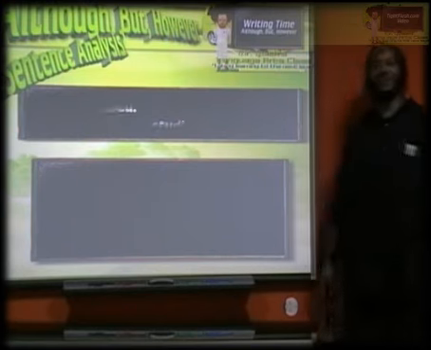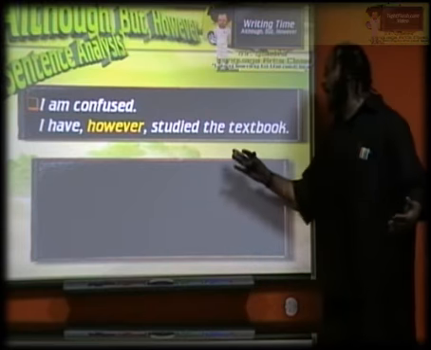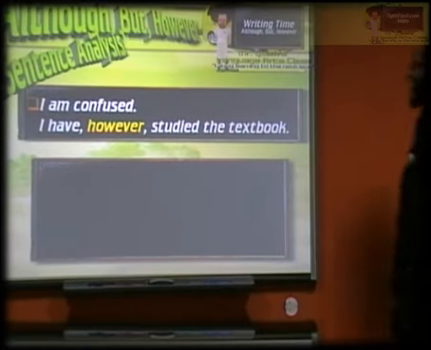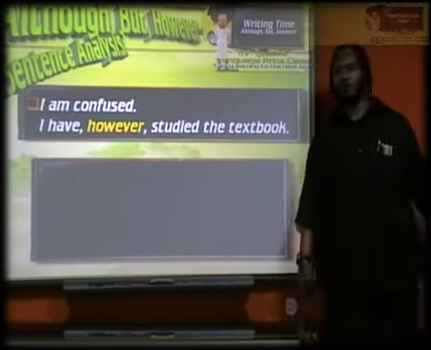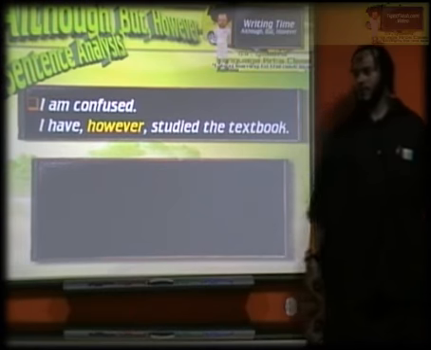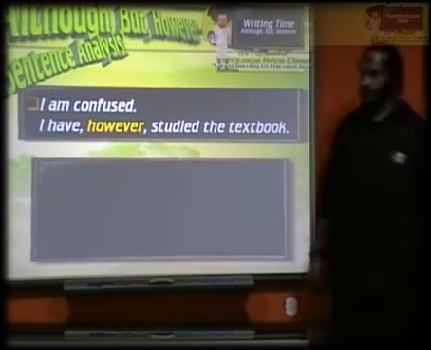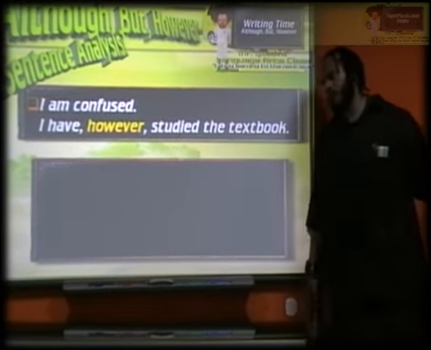You thought it was over. You thought that was it, didn't you? Nope. Here we go. "I am confused. I am, however, studied the textbook." Oh, wait a minute. Huh? "I have, however, studied the textbook." What's going on with this? What's wrong with it? It's two sentences now. "I'm confused. I am confused." That's a sentence, believe it or not.